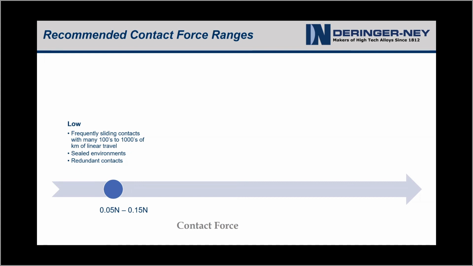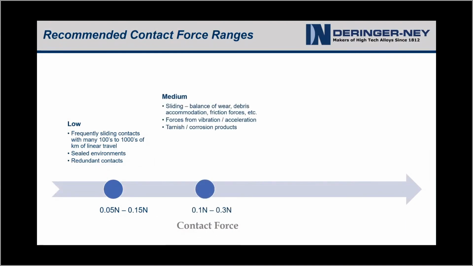So hundreds to thousands of kilometers of travel are typically fairly low contact force contacts, because that helps limit the wear. Frequently they're in a sealed environment. Sometimes that sealed environment's hermetically sealed. Sometimes it's just nominally sealed within some enclosure. And then frequently, because of the low contact forces, they're redundant contacts. So there's multiple contacts for any given electrical channel.